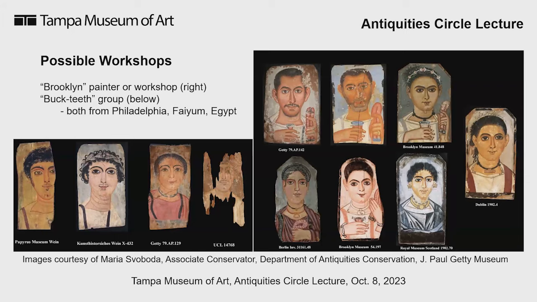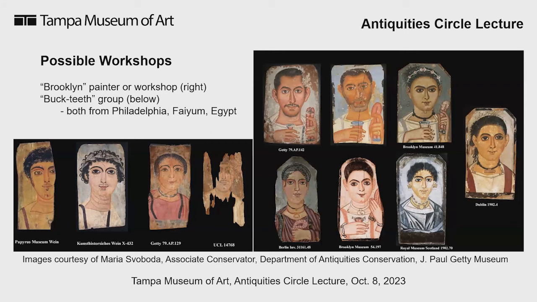The other group, she also is the first one to group them together, or at least to make this presentation. You can see how much they look like each other. There's one painting in the Brooklyn collection, and so they ended up calling it the Brooklyn Painter. The thing is that both these groups are from Rubaiyat, so from the cemetery of ancient Philadelphia. So then the question is, is this from the same workshop, or is it representing different generations?